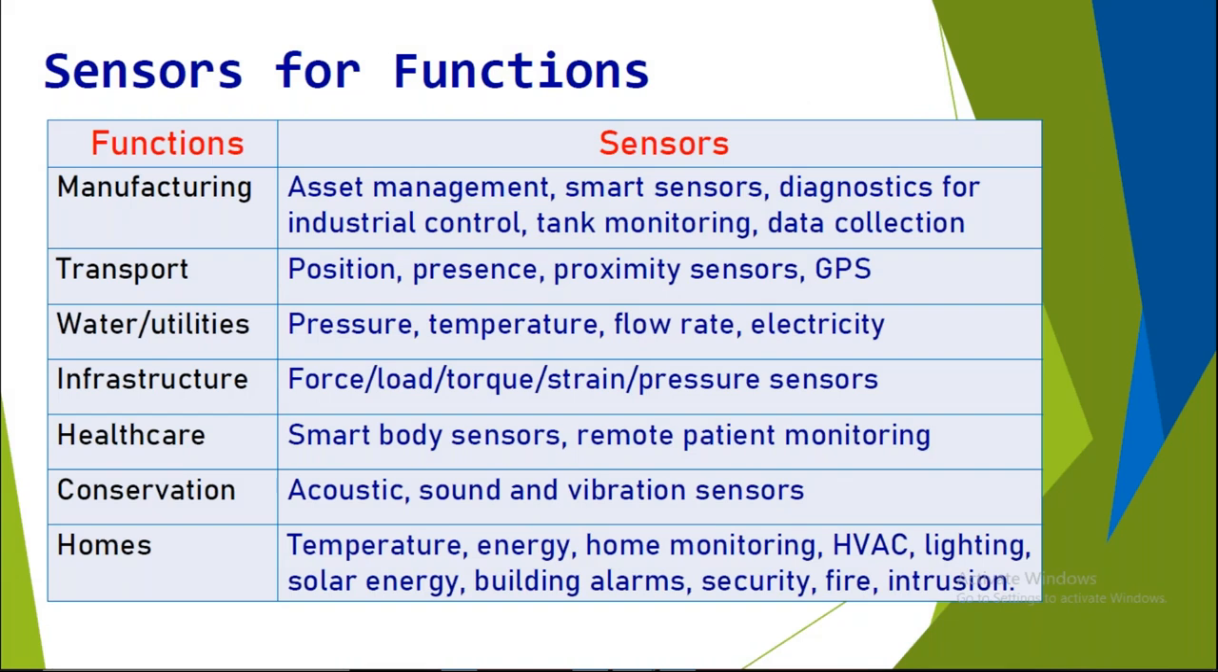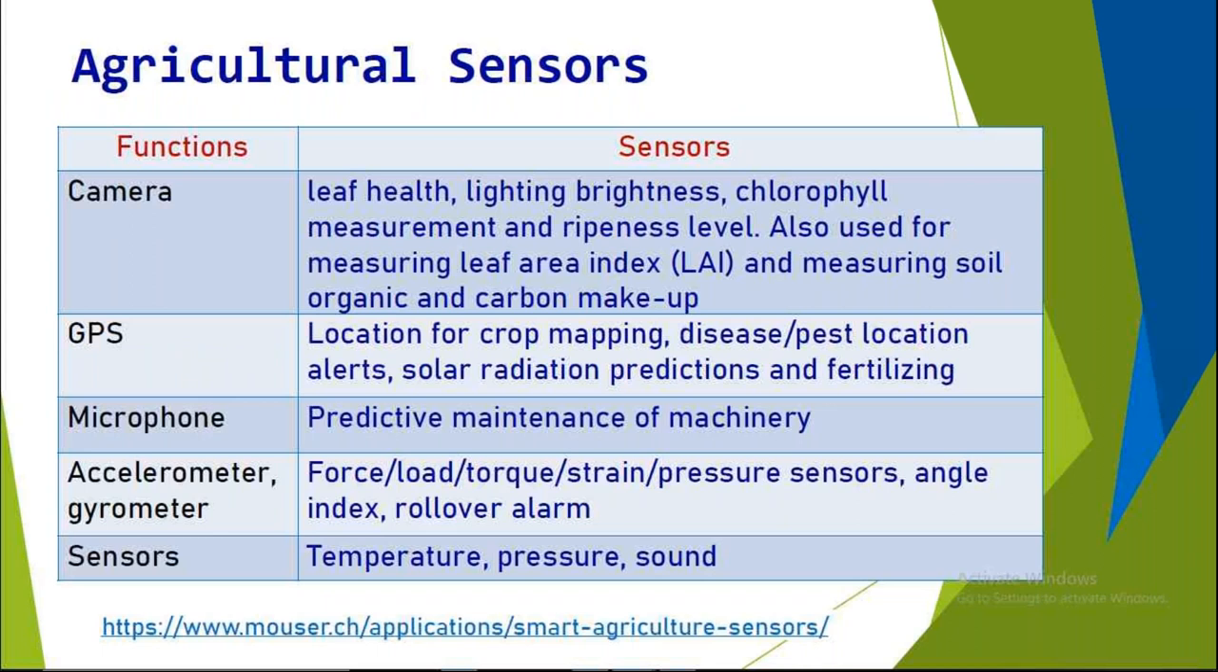And then agriculture sensors. These are the sensors for agriculture purposes. The camera is also a sensor, as I told you, for leaf health monitoring or lighting brightness, to measure chlorophyll, and ripeness level, whether the fruit is ripe. Leaf area index, LAI, then soil organic content, carbon makeup, then GPS location for crop mapping, disease or pest location alerts, solar radiation predictions and fertilizing.